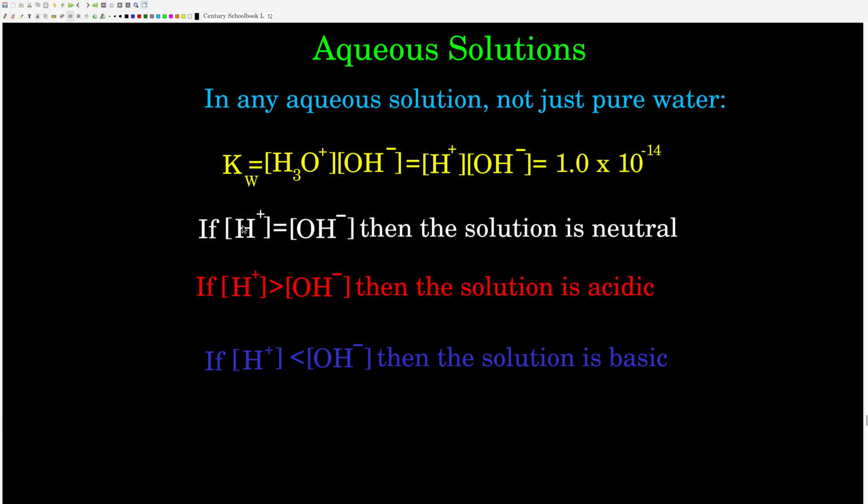At 25 Celsius, that means they're both going to be 1.0 times 10 to the minus 7th molar. Different temperatures, different concentrations. If the hydrogen ion concentration is greater than the hydroxide ion concentration, that's what we mean by an acidic solution. And if the hydrogen ion concentration is less than the hydroxide ion concentration, that's what we mean for that solution to be basic.